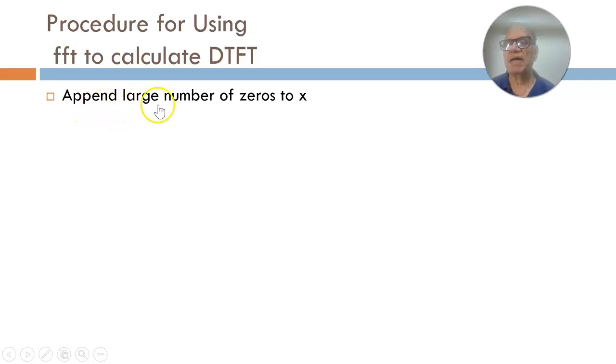One is that you append a large number of zeros to x. What is the reason for this? The non-periodic signal can be considered as a periodic signal with time period approaching infinity, that is, number of samples approaching infinity. Obviously, in practice you cannot append an infinite number of zeros, but you append a large number of zeros. The larger the number of zeros you append, better will be the accuracy of the calculations that you do. To give you an example, suppose my original signal contains only 3 samples, 1, 0, 1. Then I add a large number of zeros to this. How many? We'll see an example.